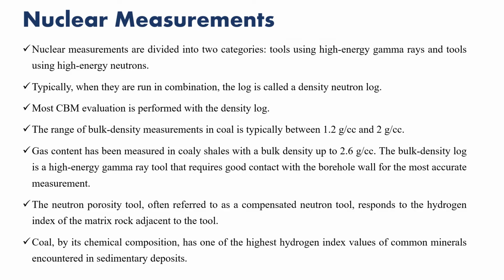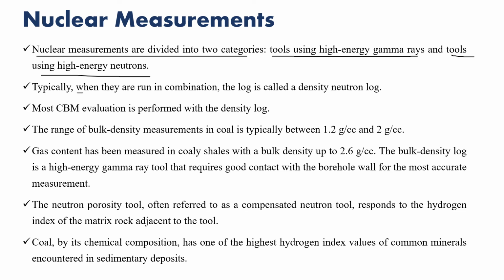Nuclear measurements. Neutron tools are the basis. High energy gamma ray tools are commonly called density tools. High energy neutron tools are referred to as neutron tools. So nuclear measurements are divided in two categories: tools using high energy gamma rays and tools using high energy neutrons. High energy gamma rays are density tools and high energy neutrons are neutron tools.